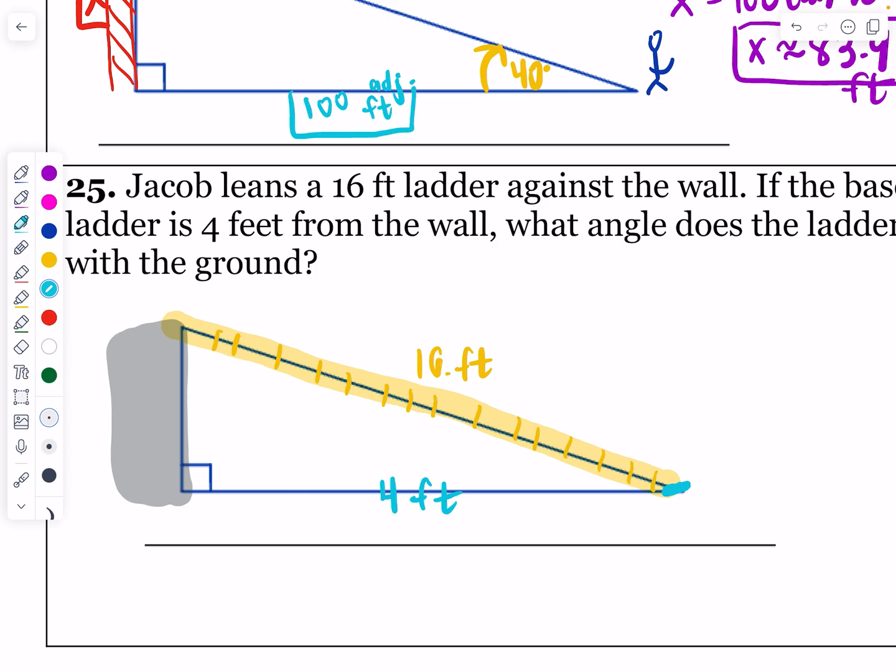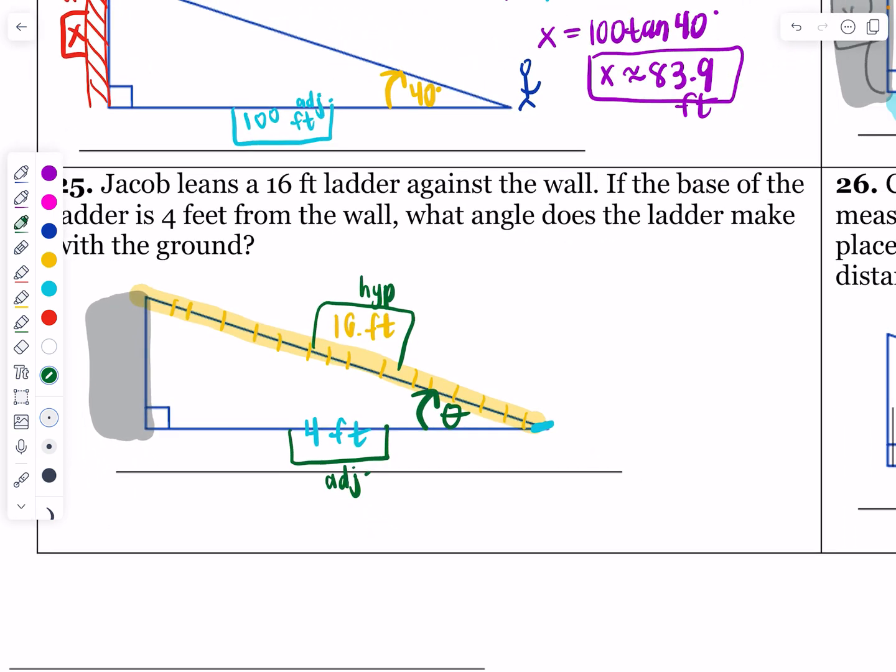What angle is this going to make with the ground? That's going to give you my angle of elevation. So I'm looking for an angle here, which means I'm going to be using inverse trig. Which inverse trig is that? Well, this is adjacent, and this is hypotenuse. I'm missing my opposite. I don't know anything about that wall.